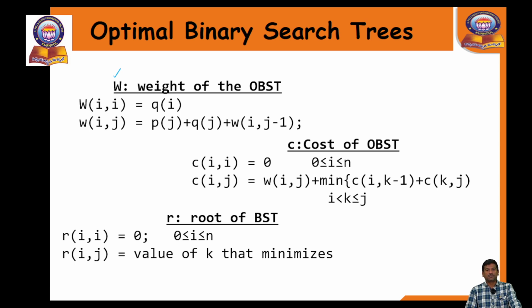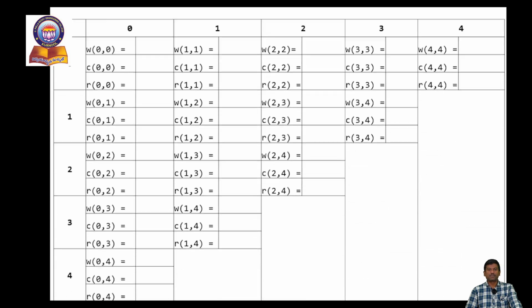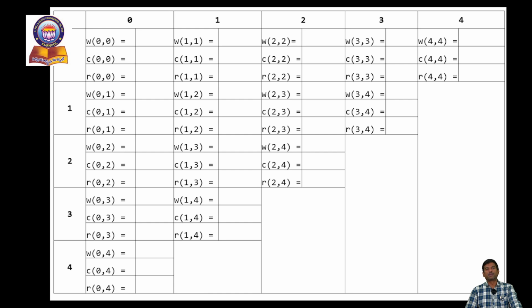So these are the things which you have to know: how to find W of I comma I, how to compute W of I comma J, and similarly what is the formula related to C of I comma J, where I is not equal to J, and how to find R of I comma J, and so on. Provided these values, you'll be using the tabular column. What does this tabular column describe? At every stage you'll be finding the W value, C value, and similarly R value, where the value of I, J ranges between 0 to 4.